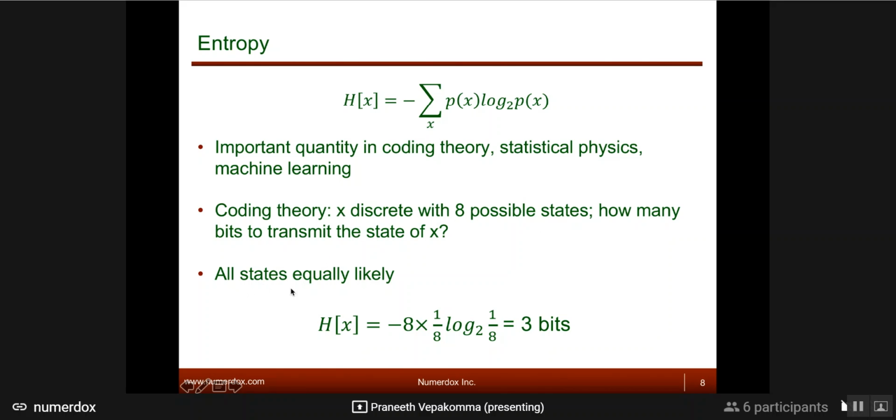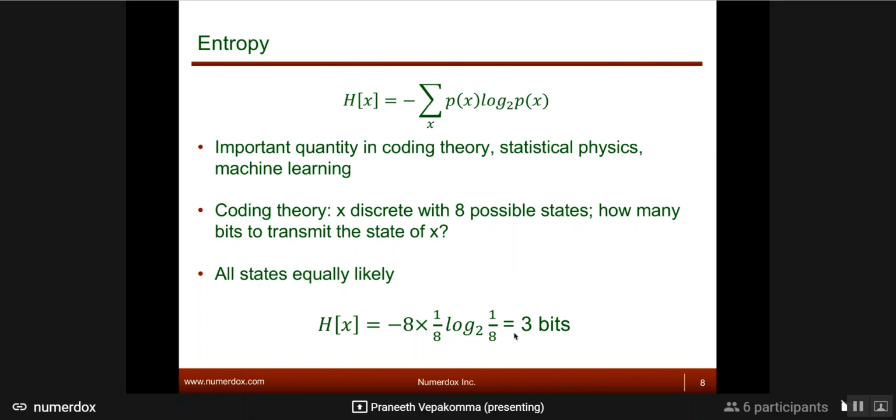Now, say all states are equally likely. He's giving you this example: some event that can take 8 states. If you use this formula, all you do is put it into the probability times log of probability, and then you get the following. You get 3 bits basically. This is base 2.